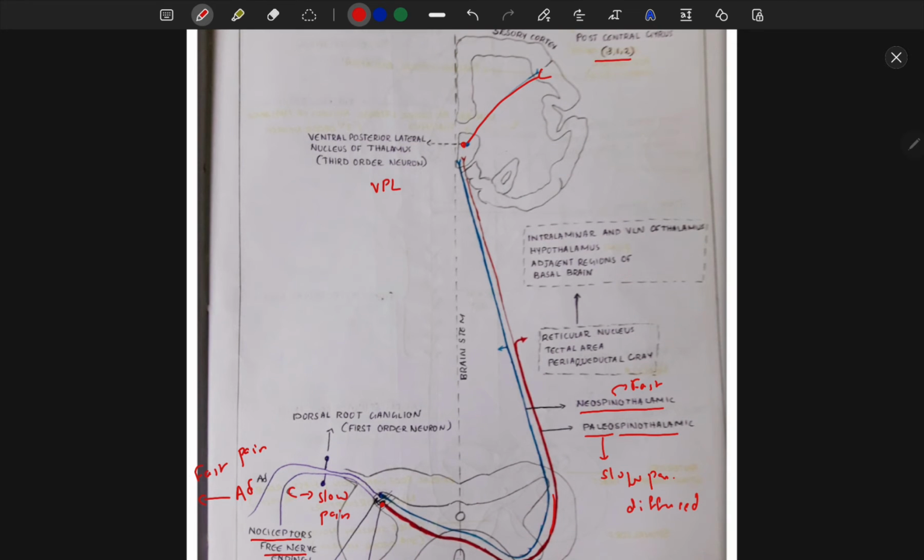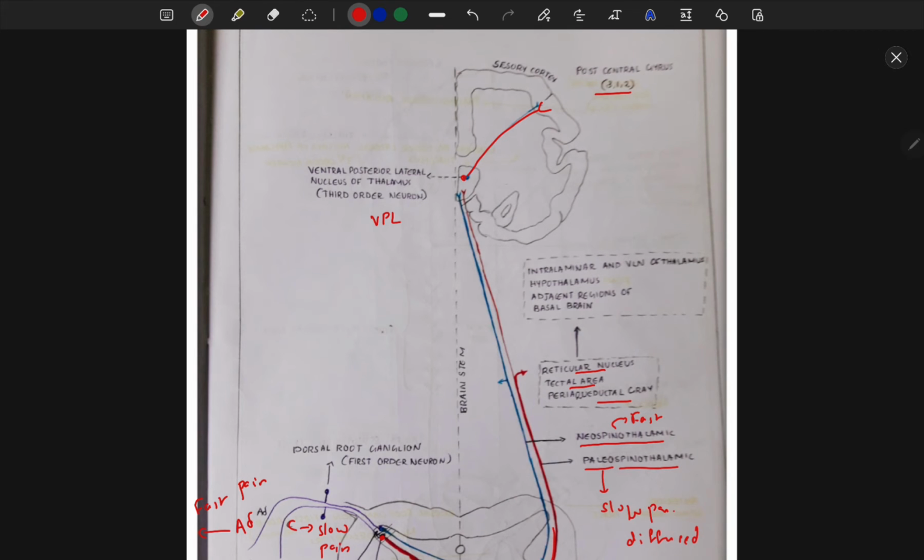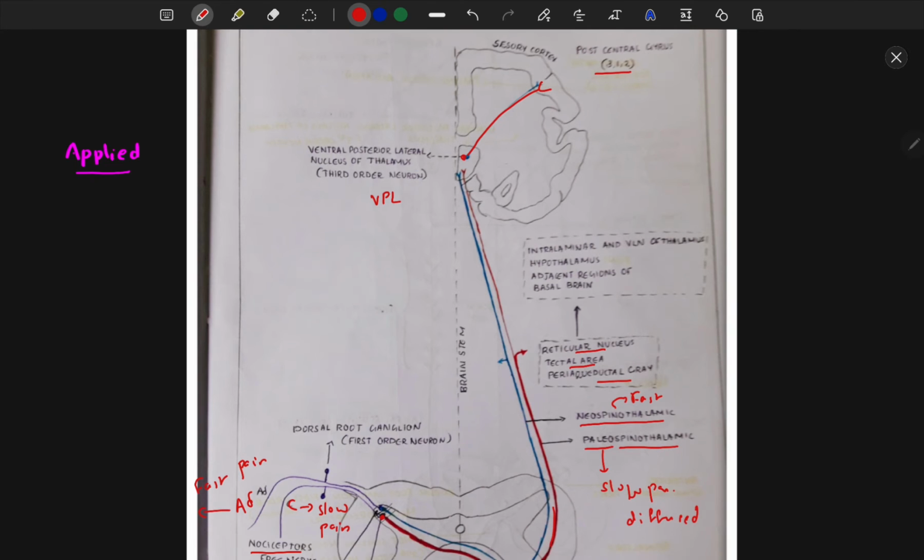So during its ascent, it gives collateral fibers to the reticular nucleus, tectal area, and periaqueductal gray matter. Details of the reticular formation and pain will be taken in another video. So what is the applied aspect of this?